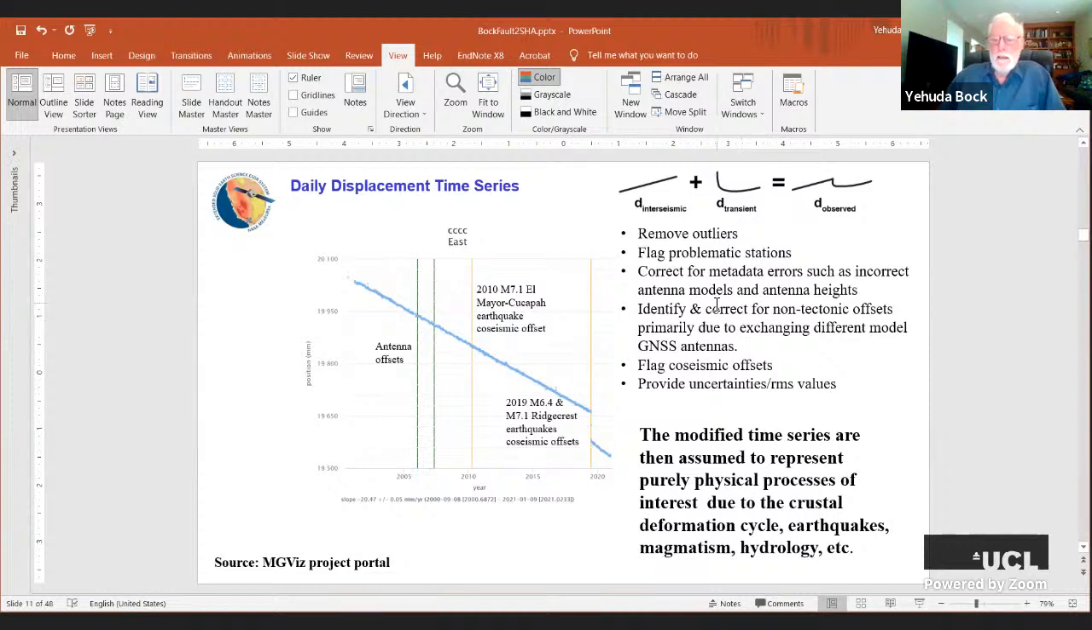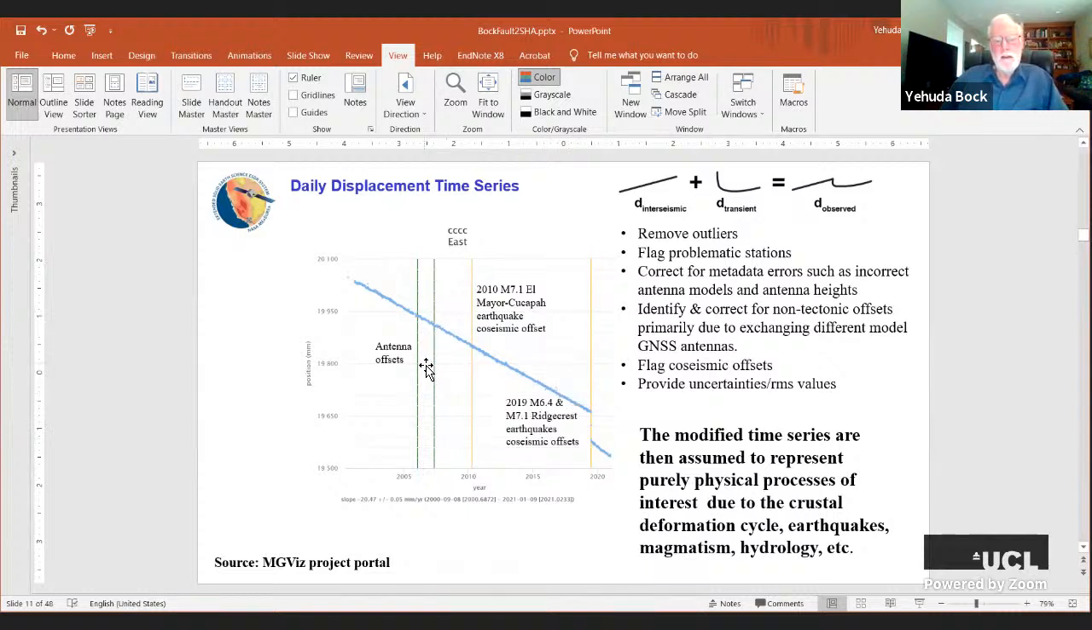If we're looking for tectonic offsets, we also need to look for non-tectonic offsets. Sometimes you'll change an antenna at the station, a different type of GPS antenna, and then you'll get an offset in your time series. You also have to know where all the earthquakes occur. Once we go through this process and fix all these problems, then we assume that the motions represent the purely physical processes that we're interested in, such as crustal deformation, earthquake cycle, volcanism, hydrology, things like that.